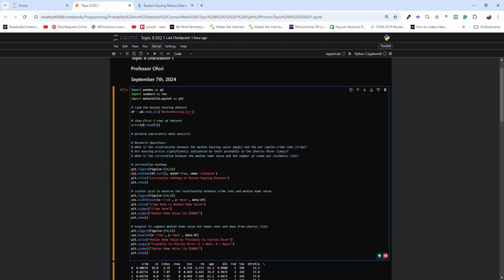So our code uses the scatter plots and the box plots to show relationships between these variables, and our correlation heat map helps to identify how strongly different factors are linked to housing prices. And so that is our exploratory data analysis using Python and visualizations.